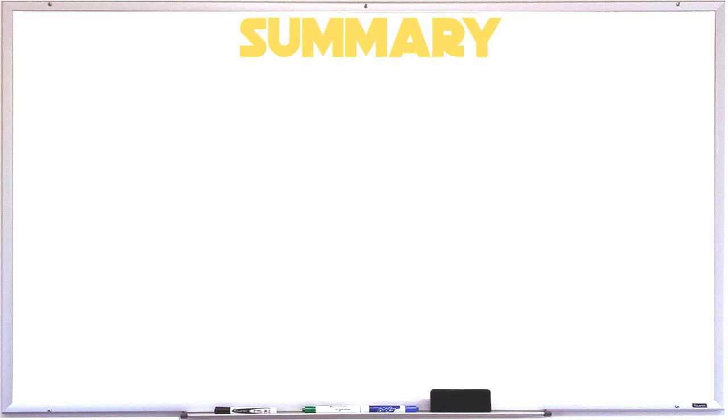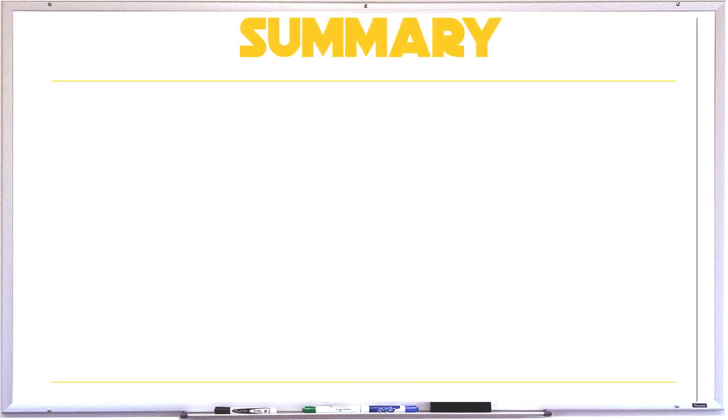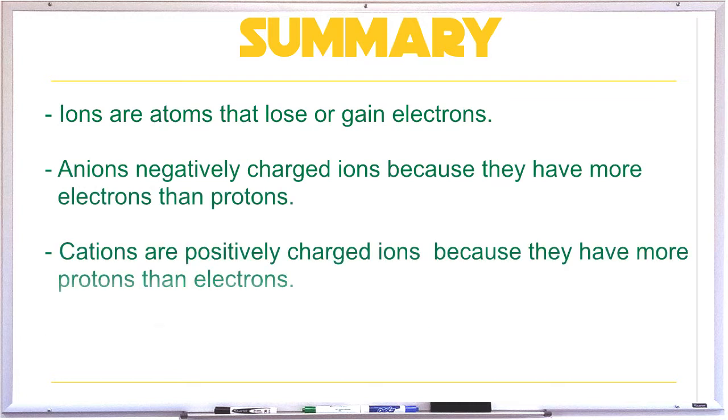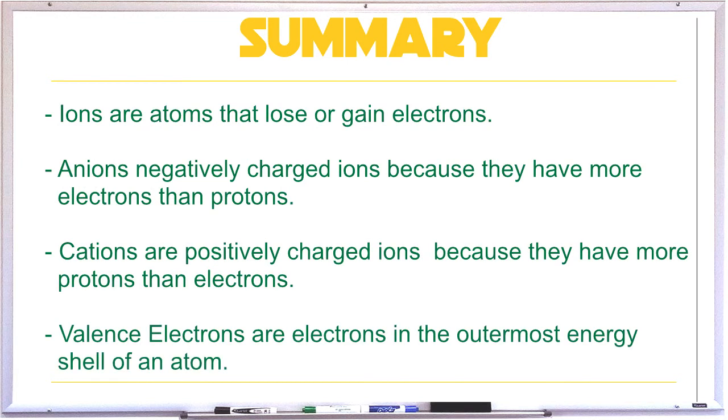Now, let's wrap things up. Ions are atoms that lose or gain electrons. Anions are negatively charged ions because they have more electrons than protons. Cations are positively charged ions because they have more protons than electrons. Valence electrons are electrons in the outermost energy shell of an atom. These electrons are directly involved in any chemical activity.